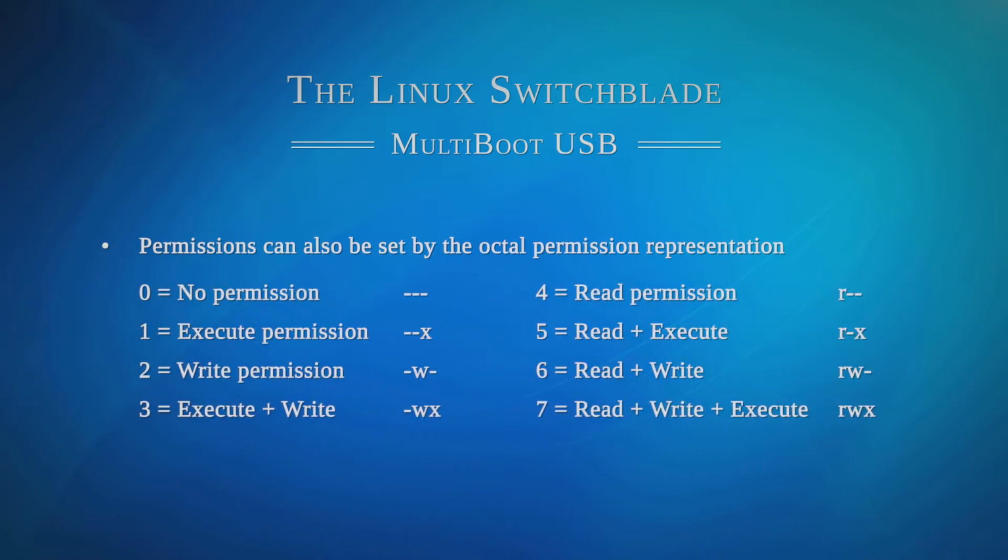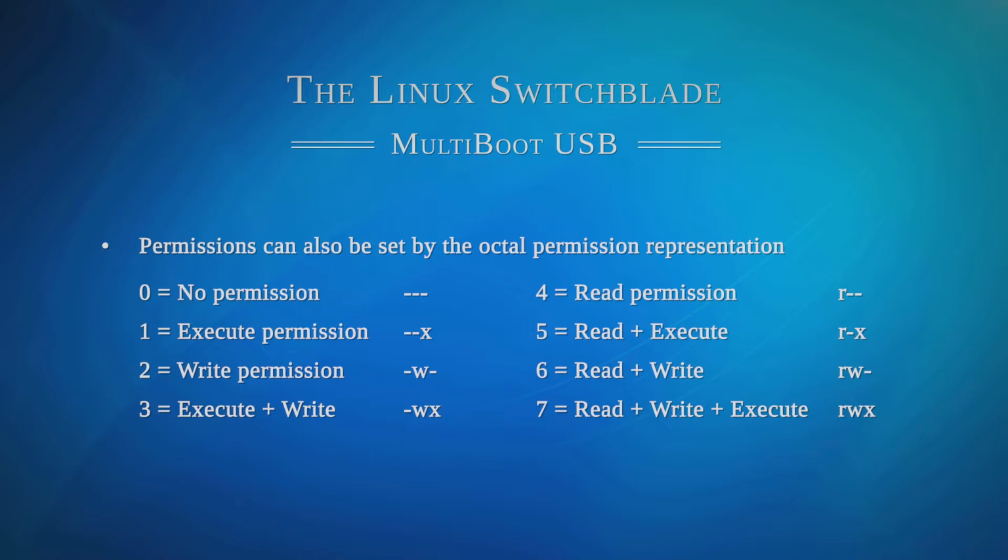Number 0 denies a user any kind of access to the file. Number 1 grants permission to execute the file. Number 2 permits users to write changes to the file. Number 3 is a combination of number 1 and number 2, which permits writing and executing the file. Number 4 allows you to read the file.